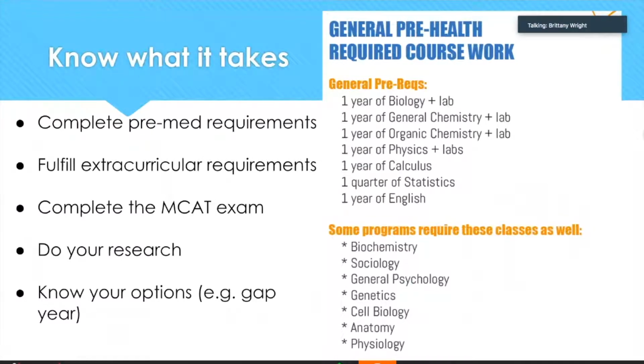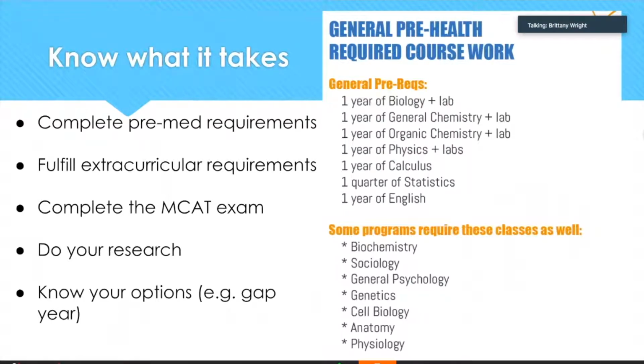So just quickly, the general pre-health required courses are a year of biology and lab, a year of general chemistry and lab, a year of organic chemistry and lab, a year of physics and lab, a year of calculus, a quarter of statistics, which you'll complete with your major, and a year of English, which you'll most likely complete with your college requirements. And then in addition to that, some programs will actually require you to have biochemistry, sociology, psychology, genetics, cell bio, anatomy, and physiology. So if you're not planning to apply to medical school, you'll have a little less requirements than this. For instance, you won't have to take physics.